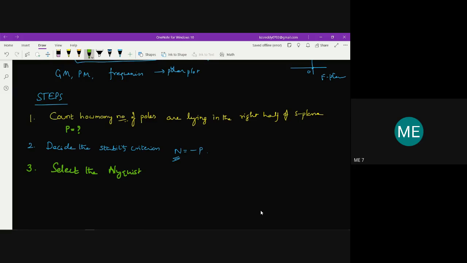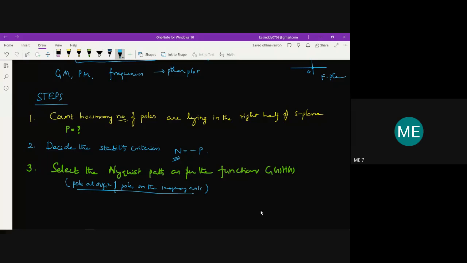So Nyquist path in the S-plane, we need to find out as per the function. What we need to see here, very importantly, is whether a pole at origin is there, or any poles on the imaginary axis are there. So these things we need to check in this third point.